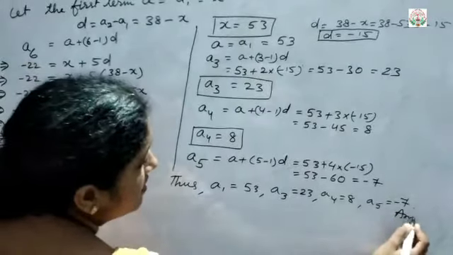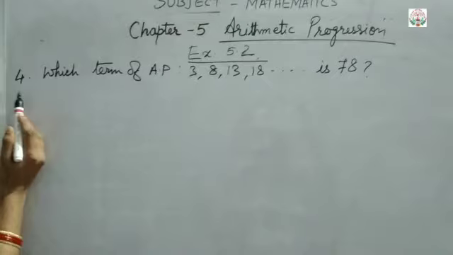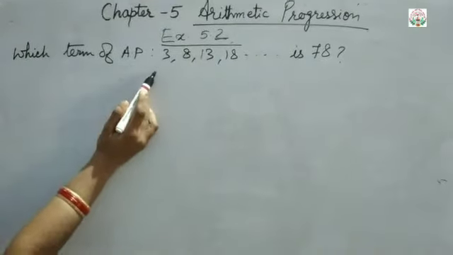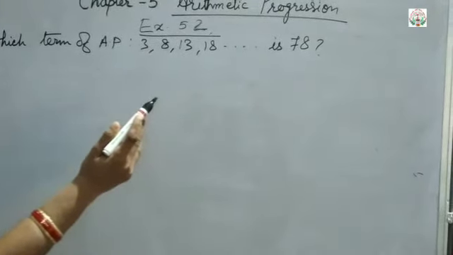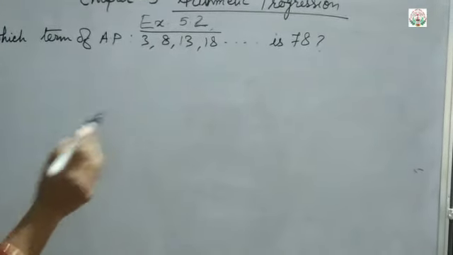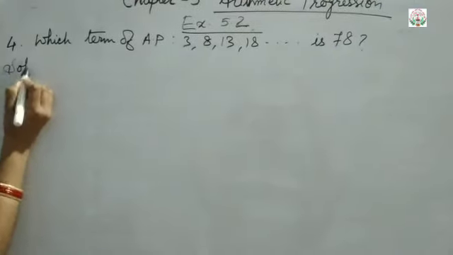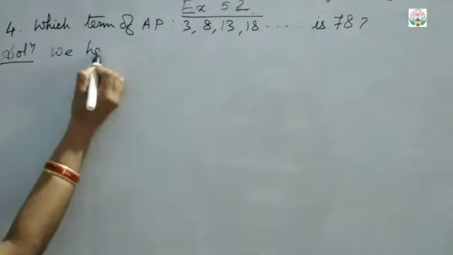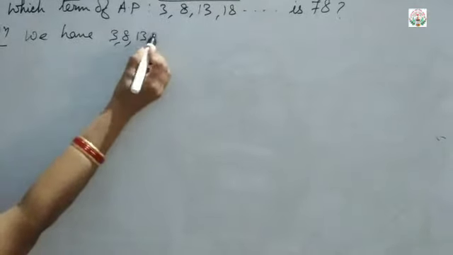Answer. Okay. Exercise 5.2, fourth question. Which term of the AP series 3, 8, 13, 18, and so on, is 78? Now let us see the solution of it. So here in the series we will write 3, 8, 13, 18, and so on.